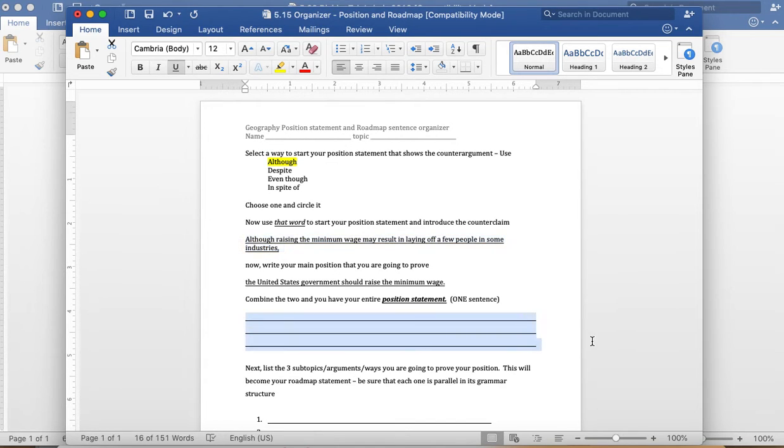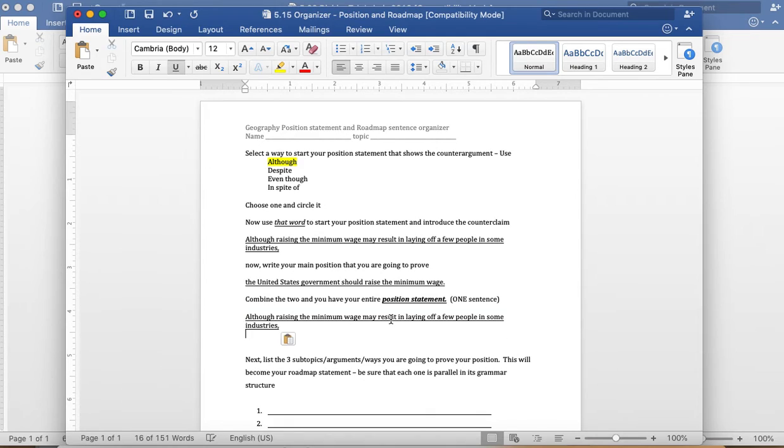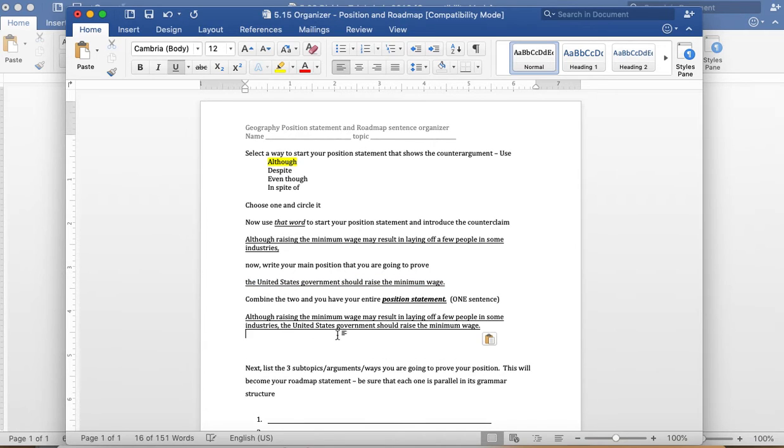You're going to actually rewrite it on the lines. And then you're going to take this and rewrite it right after. Notice that there's a comma here and there's a period at the end. So there's a comma after our counterclaim, and then there is a period at the end of the sentence. I'd like you to take a moment right now and complete your organizer all the way through to this point.